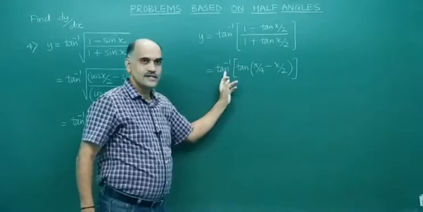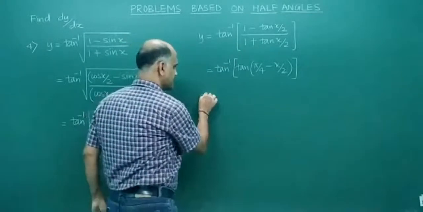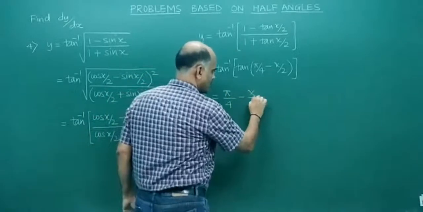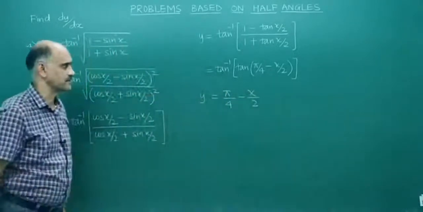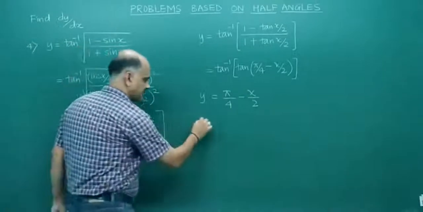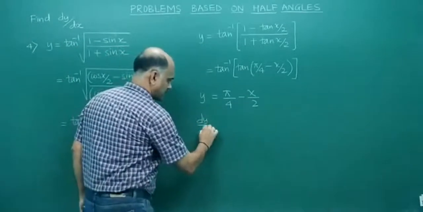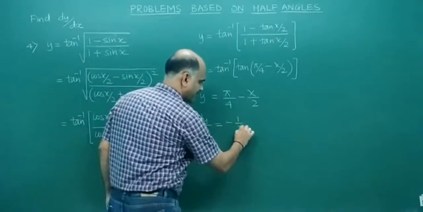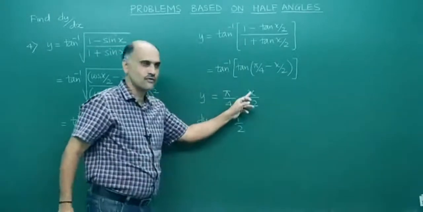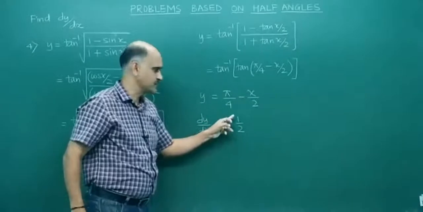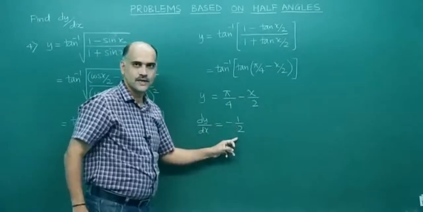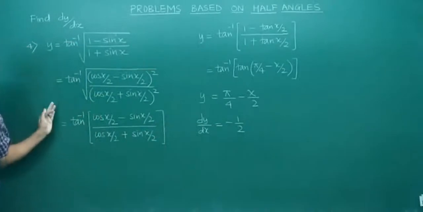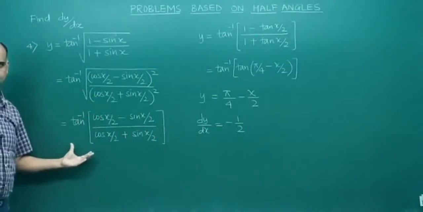So tan inverse tan gets cancelled. So you will have y is equal to pi by 4 minus x by 2. Now differentiate, you will have the answer. dy by dx is equal to, this is 0. Differentiation of x by 2 you will have 1 by 2, this minus remains. So you will have minus 1 by 2. Clear, students? So you can pause and go through this solution.